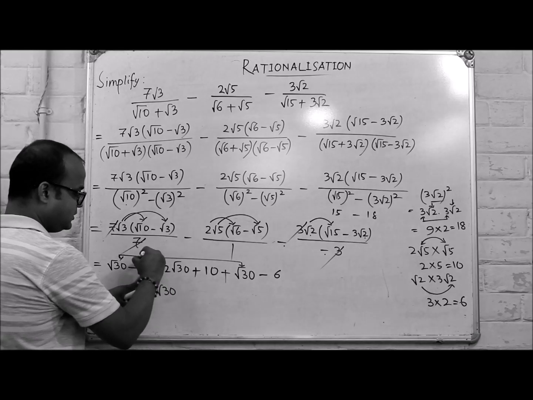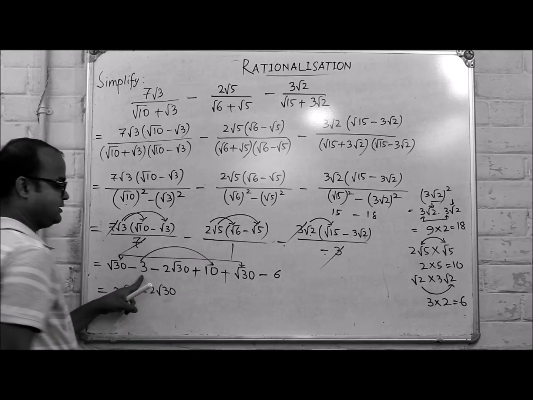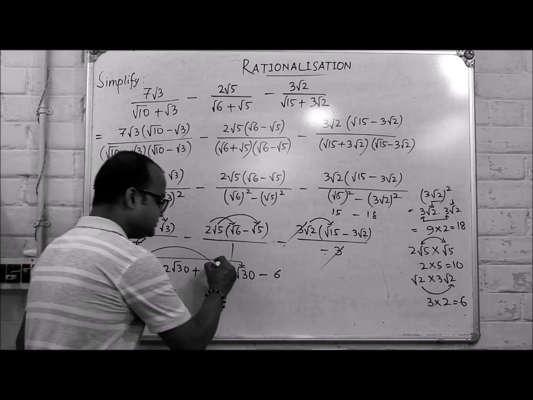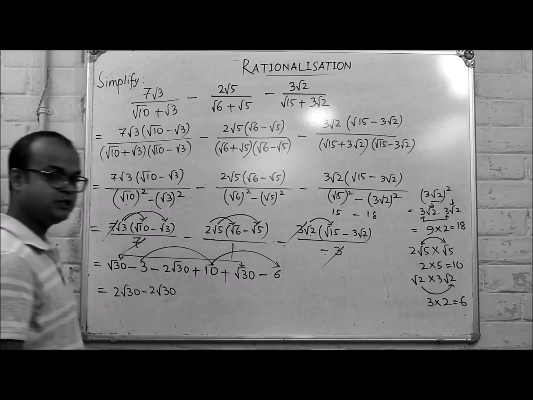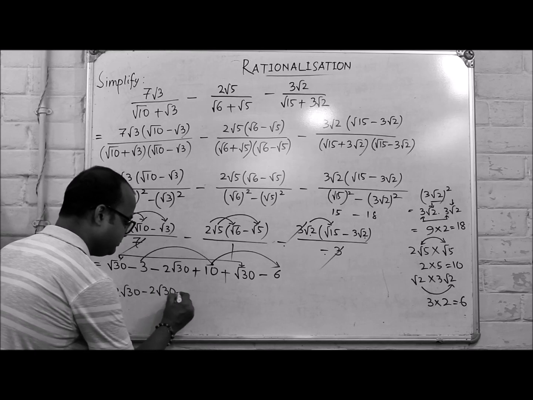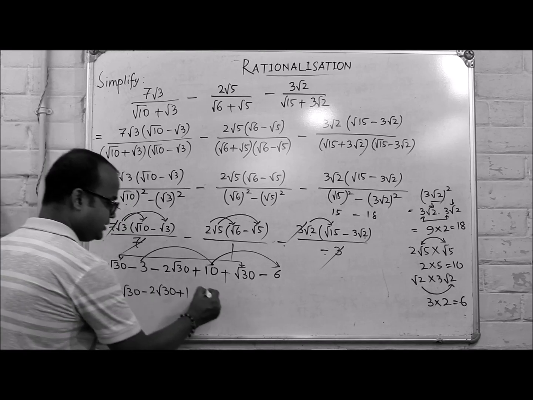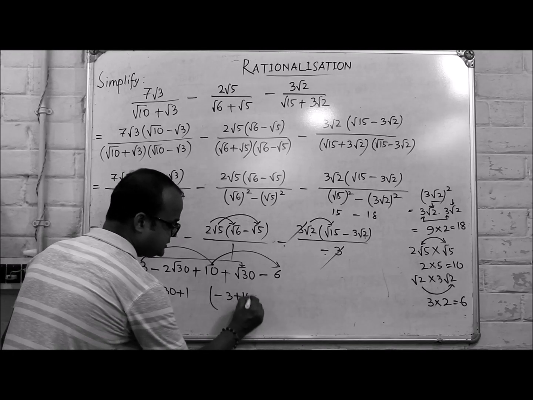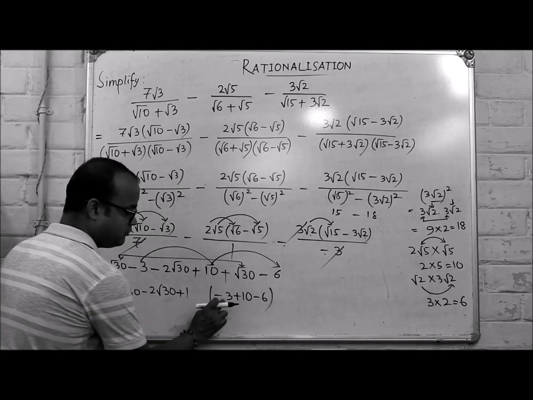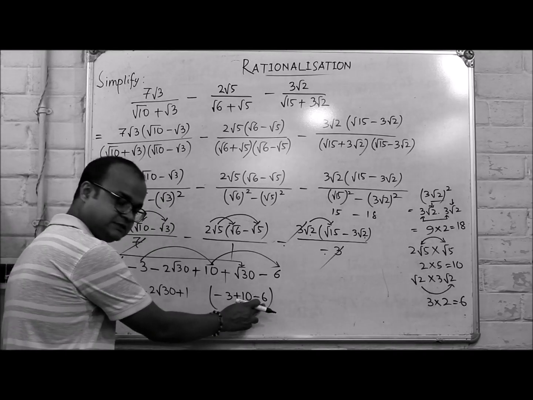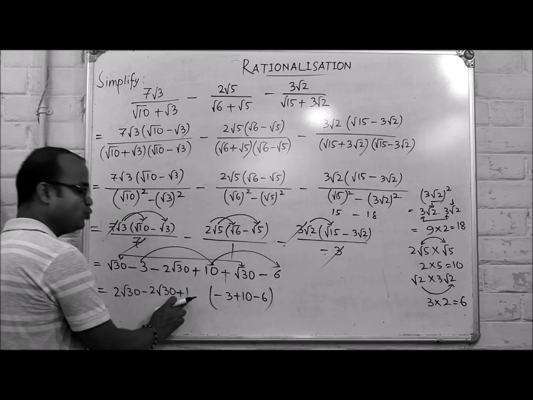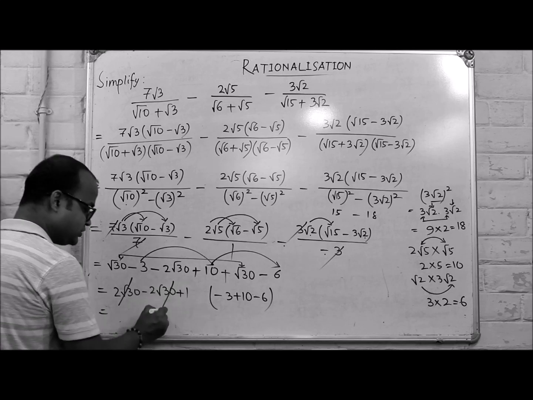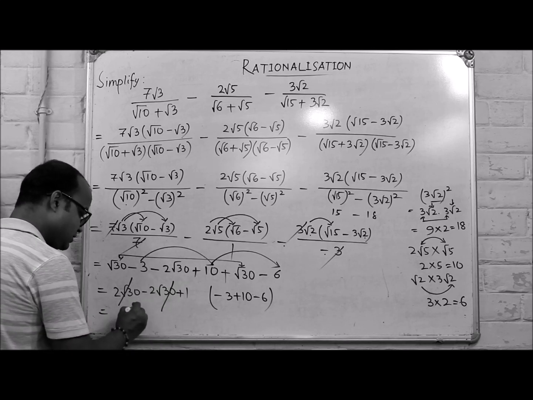minus 3 plus 10, that is equal to plus 7, 7 minus 6, it is equal to 1. So plus 1. Or I am showing you here for your convenience: minus 3 plus 10 minus 6. Minus 3 minus 6 is minus 9, 10 minus 9 is 1. 2 root 30 minus 2 root 30 will get cancelled, and we get the answer.